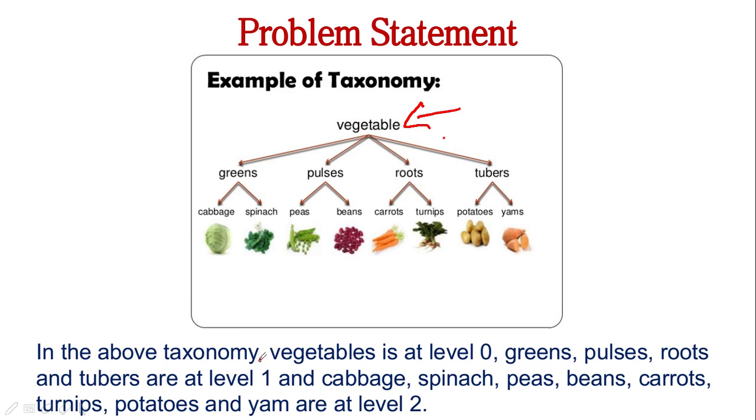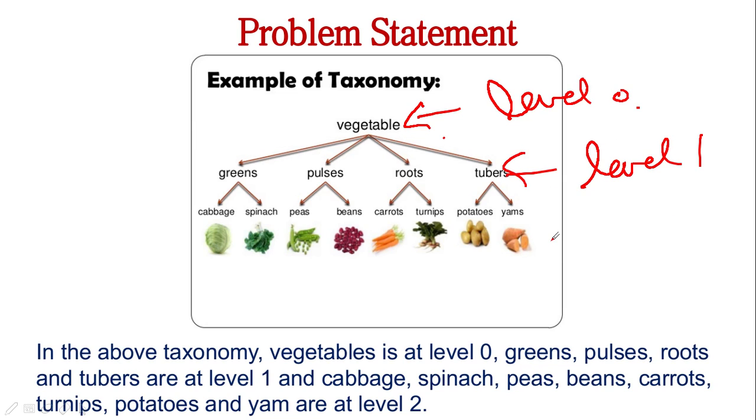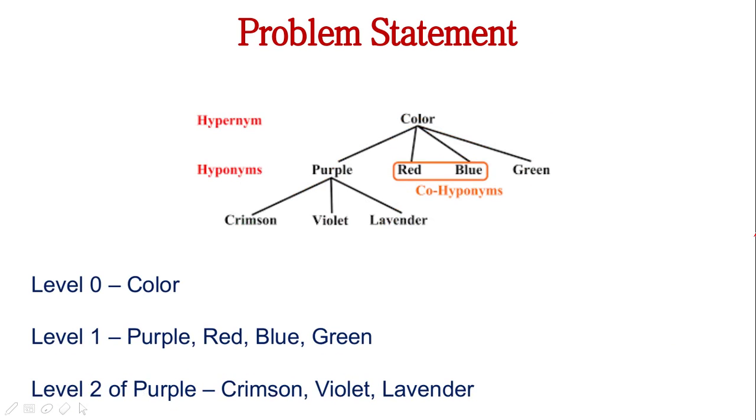You see that in the above taxonomy we give some levels. The top level is level 0, then level 1, and then level 2. In this problem we are going to consider only up to level 2. Another example is also given. Consider color: purple, red, blue, green are all colors, and you have subcategories for purple: crimson, violet, lavender and so on. So at level 0 we have color, at level 1 purple, red, blue, green, and at level 2 crimson, violet and lavender.